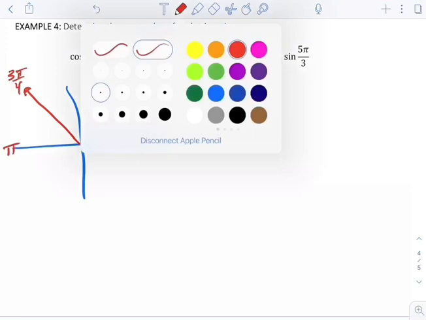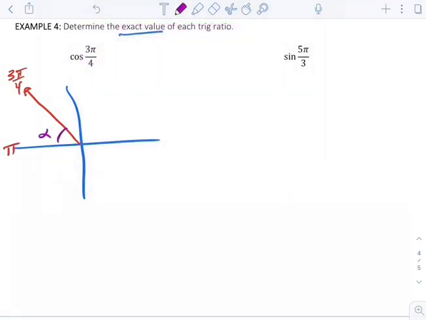I know that pi is halfway around, so our related acute angle must be the difference between those. Our related acute angle is pi minus 3 pi over 4, which is pi over 4. As I said, usually the denominator gives you a lot of information as to what the related acute angle most likely will be. So that means that we're trying to find out the exact value of cos 3 pi over 4.